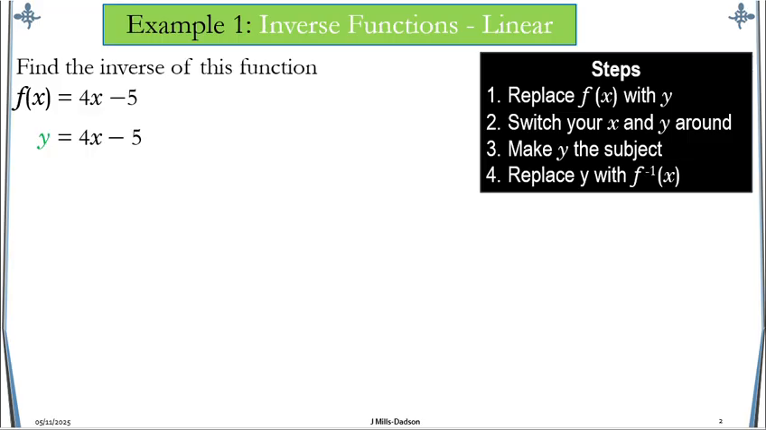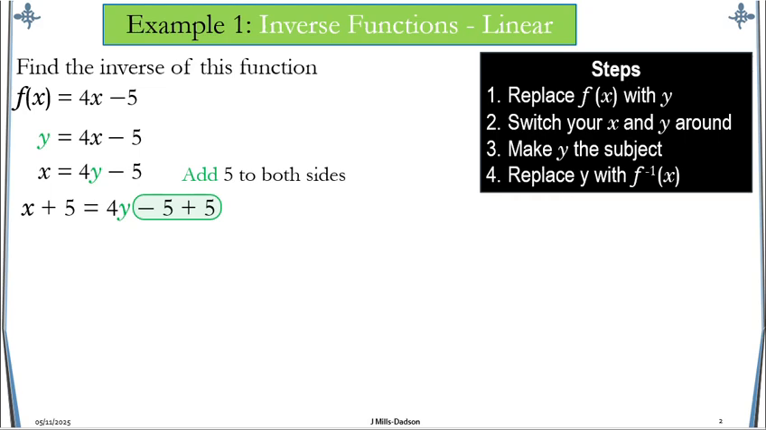We're going to now switch the position of x and y: bring y to where x is and bring x to where y is. So that's what we have now. Now from here, make y the subject. So we're going to add 5 to both sides. And when that happens, you have x plus 5 equals 4y, because this will cancel out.